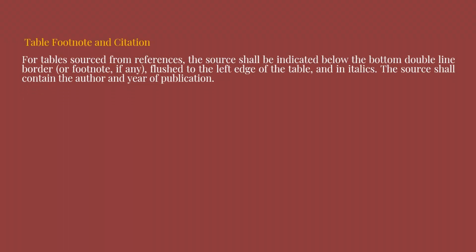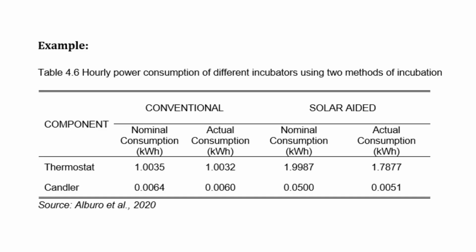For table source from references, source shall be indicated below the bottom double line border or footnote if any, flush to the left edge of the table and in italics. The source shall contain the author and the year of publication. Take note that when you copy tables from books or references, you should not just copy paste that table and place that in your paper. You should not screenshot or take a picture of the table. You have to type it if you really want to present it as part of your paper.